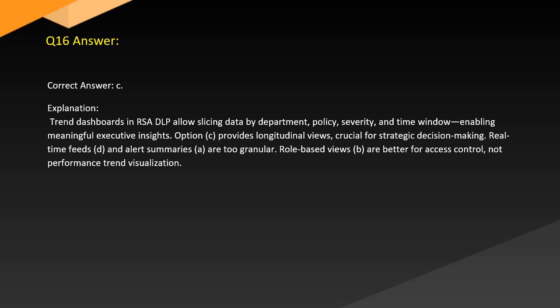Answer. Correct answer: C. Explanation. Trend dashboards in RLP allow slicing data by department, policy, severity, and time window, enabling meaningful executive insights. Option C provides longitudinal views, crucial for strategic decision-making. Real-time feeds D and alert summaries A are too granular. Role-based views B are better for access control, not performance trend visualization.